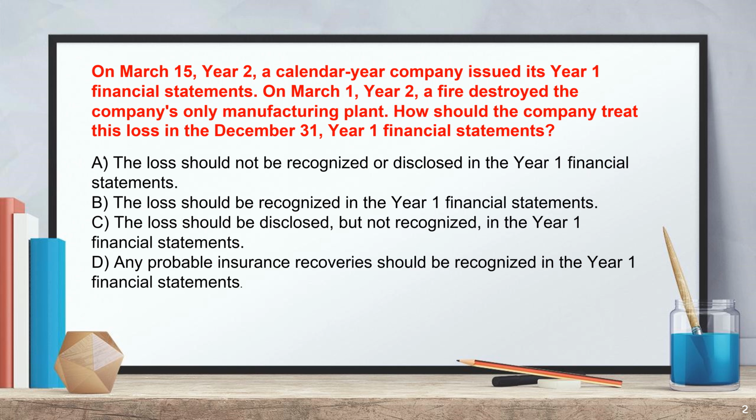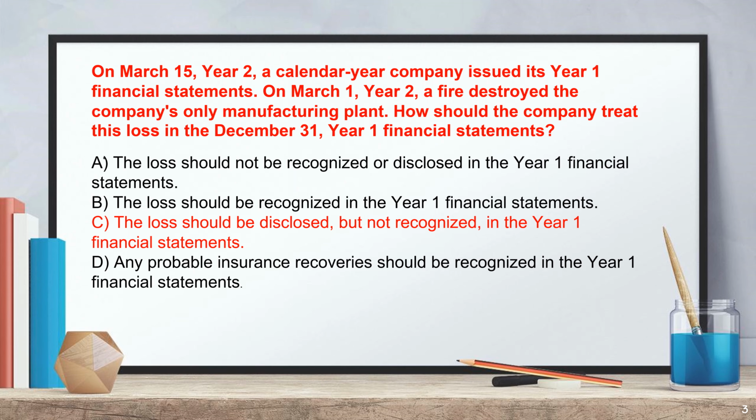Here's a question to get you thinking. On March 15th, Year 2, a calendar year company issued its Year 1 financial statements. On March 1st, Year 2, a fire destroyed the company's only manufacturing plant. How should the company treat this loss in the December 31st, Year 1 financial statements?